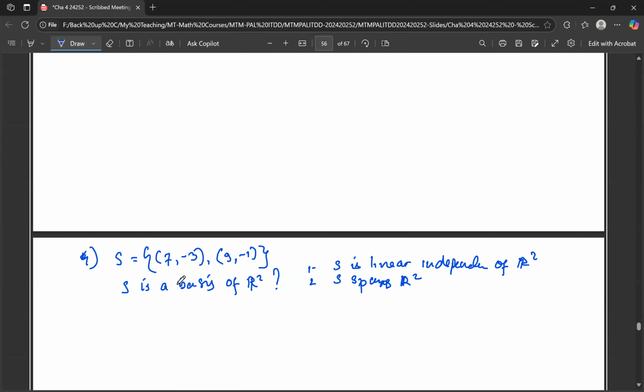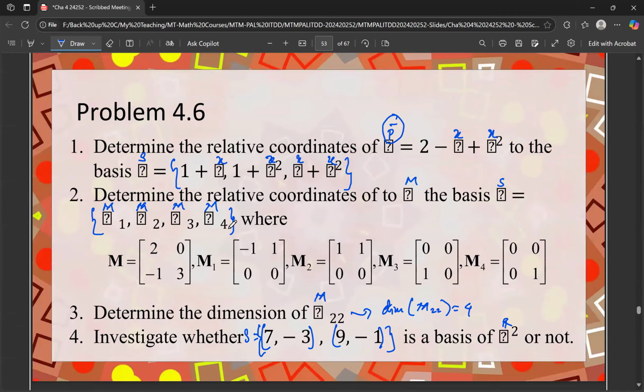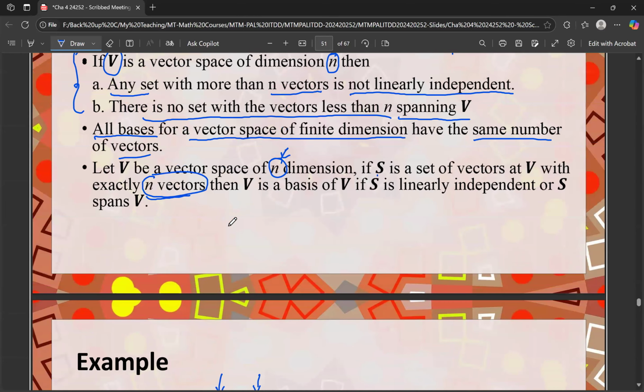But from the theorem, kalau menurut teorema, kalau kita punya dimensinya n, kemudian S yang kita mau tunjukkan basis itu punya juga dimensi vektornya sebanyak n, maka untuk menunjukkan dia basis itu cukup hanya menunjukkan dia bebas linear atau span, salah satu saja. Jadi kalau menggunakan teorema ini, berarti dimensinya sudah harus diketahui dulu ya.